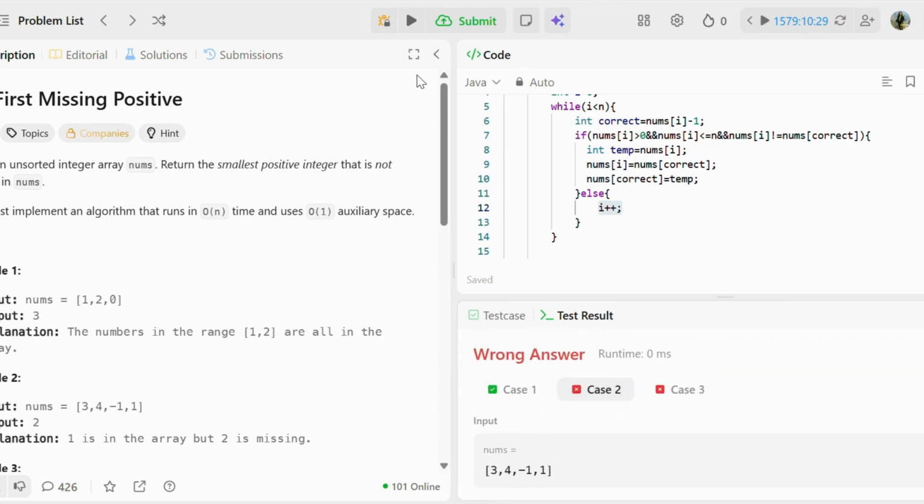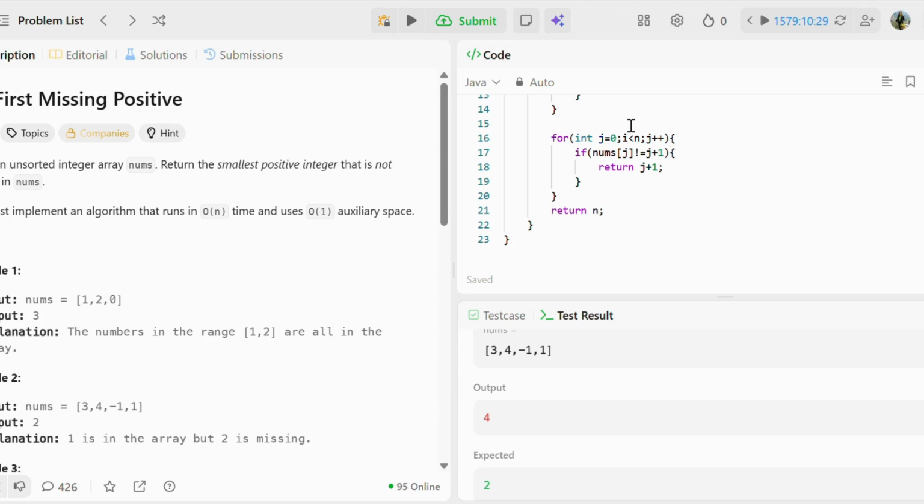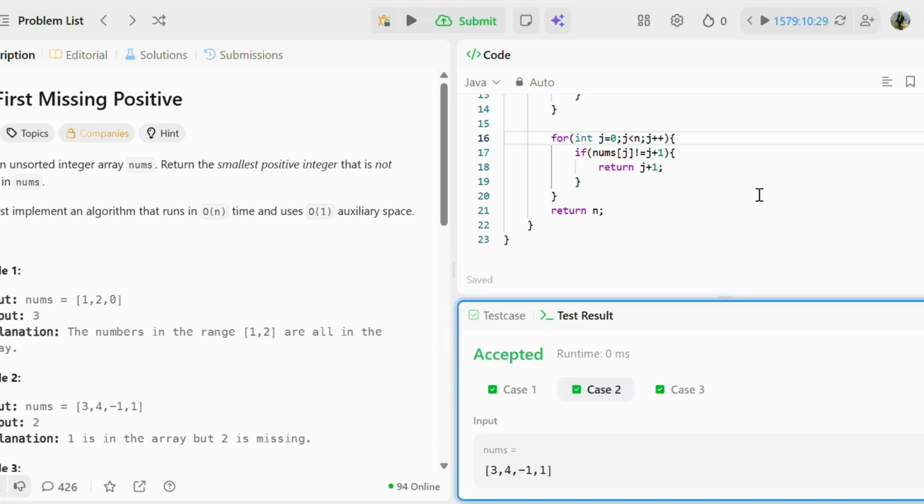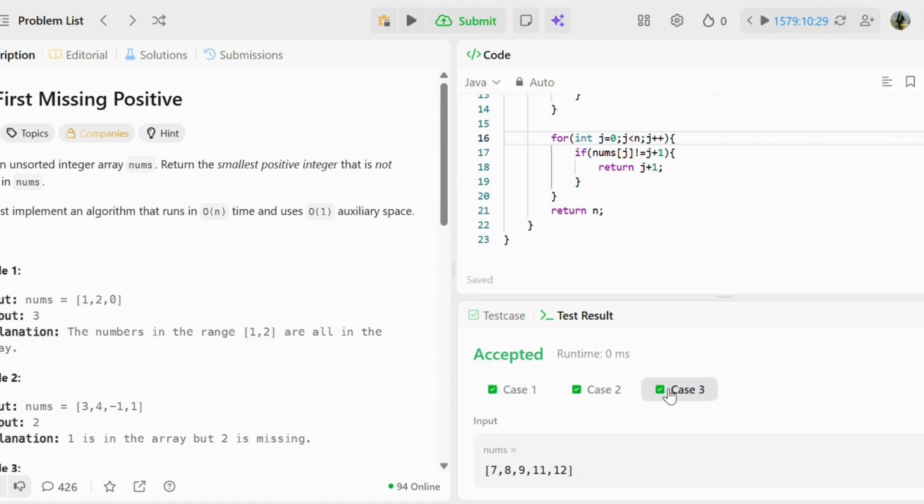Okay, we have a wrong answer. Okay, we have written i instead of j. Okay, let's try again. Yes, now it worked. So this is the whole solution.